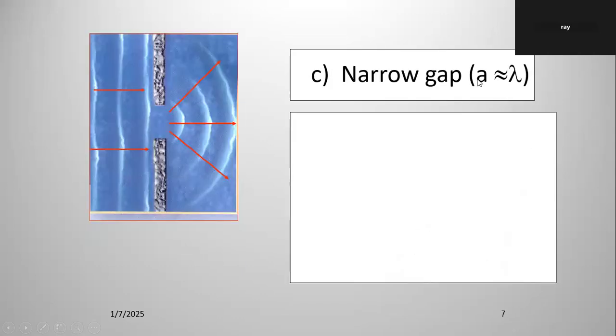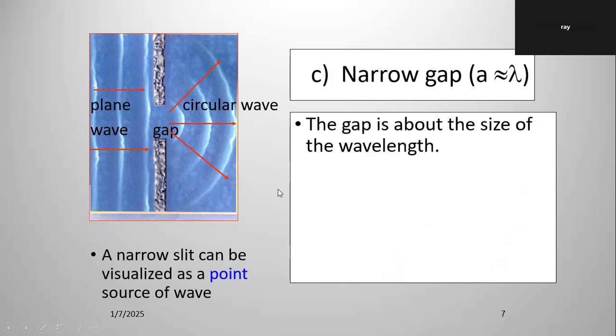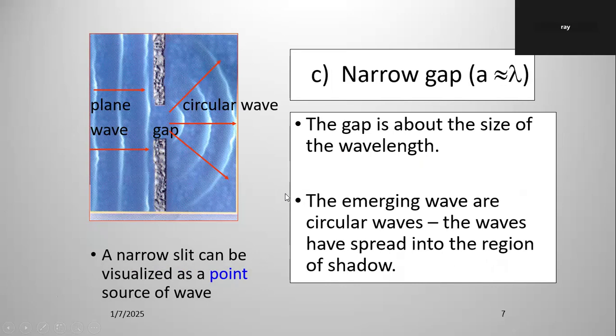Narrow gap: your aperture size is almost equal to the wavelength. You can think of your narrow gap as a point source, so the plane wave becomes a circular wave. The gap is about the size of the wavelength, so the emerging waves are circular. The waves have spread into the region of shadow behind the obstacle.